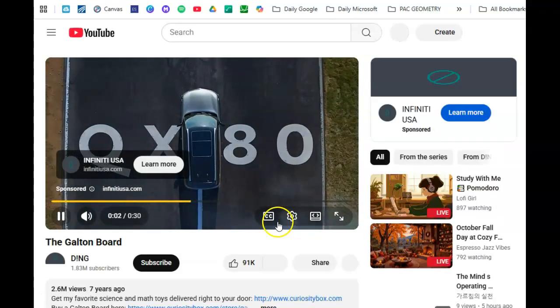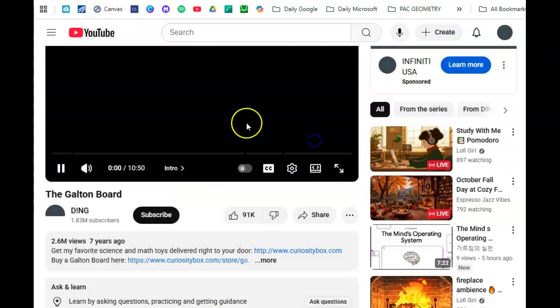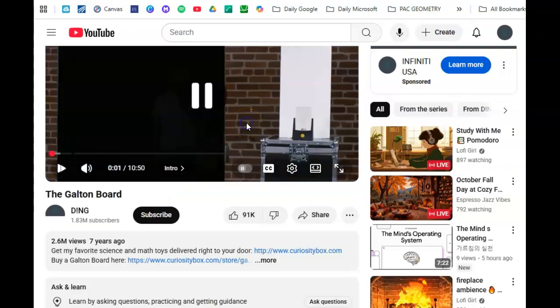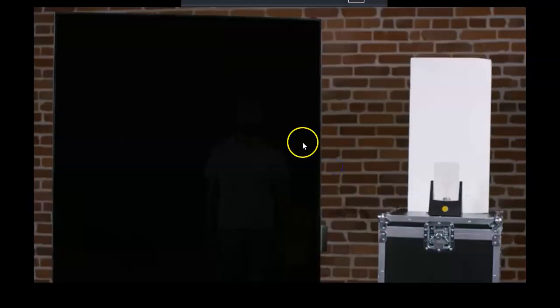So ignore the ad. Here's the title, the Galton Board. So write that down on your note-taking guide. And then any of those empty parts of the organizer you can fill in after as you watch the video, okay?